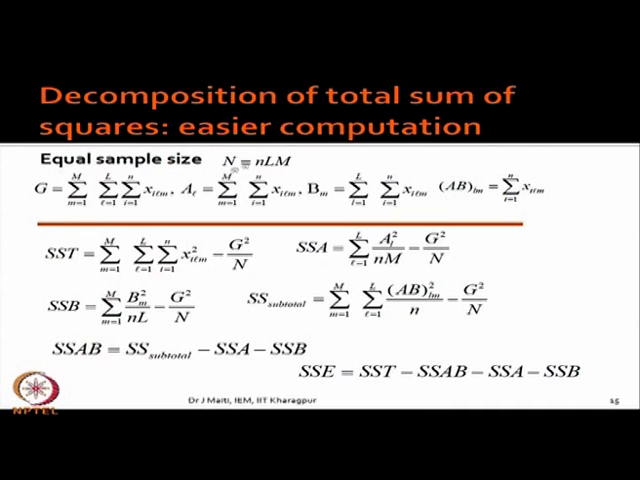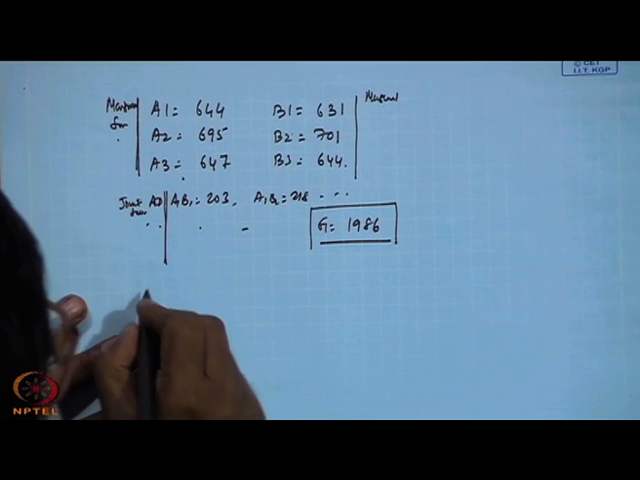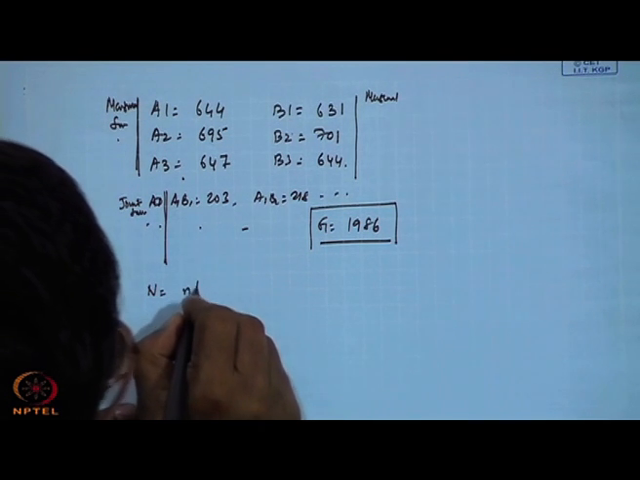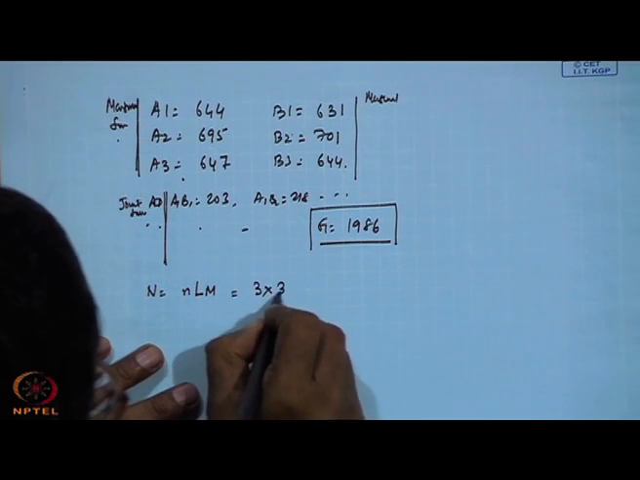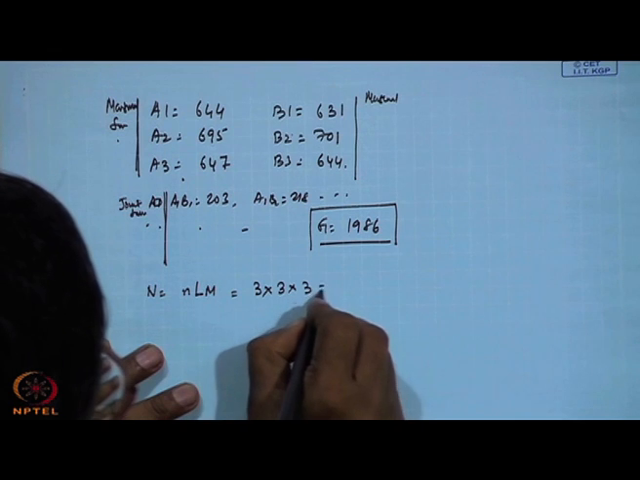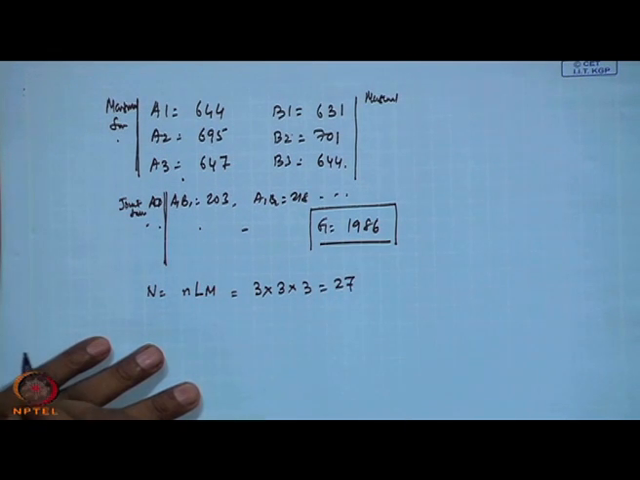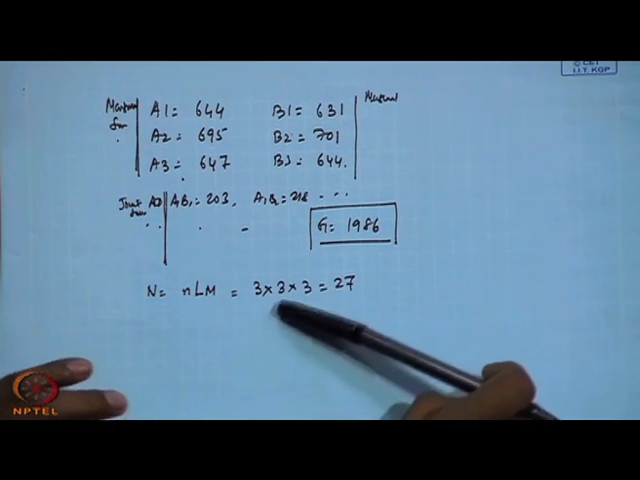First, what is the total observation? Total observation here in this example is N equal to n times L times m, where n is 3, L is 3 and m is 3. So, this is 27, and that you have seen earlier.